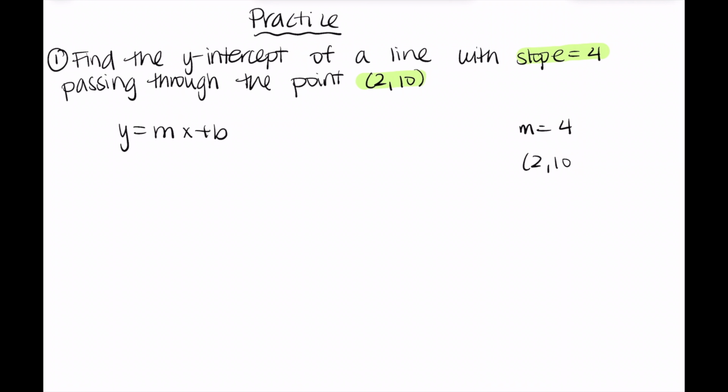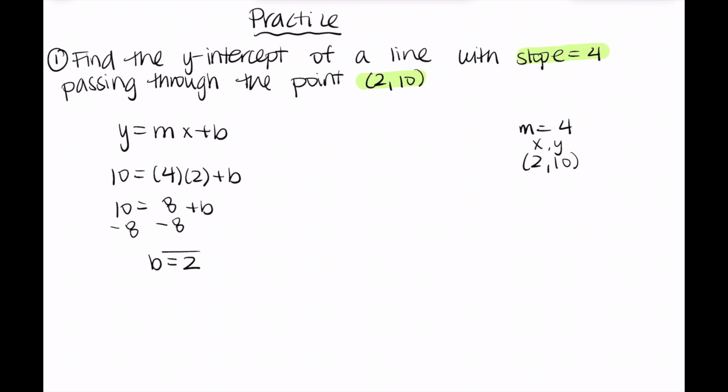Here m equals 4 and we have our coordinates, so x will be 2 and y will be 10. We'll go ahead and substitute in. We will have 10 equals 4 times 2 plus b. We'll go through here and do PEMDAS. We'll do parentheses first. We know that 4 times 2 is 8. And then we will do 10 minus 8 to get that b equals 2. So that is our y-intercept.